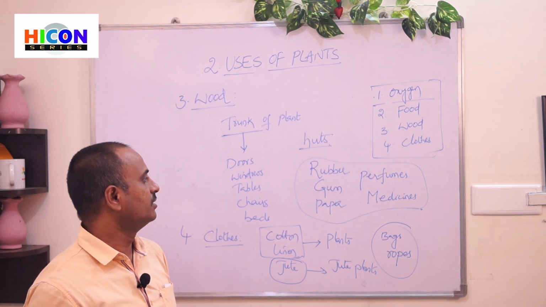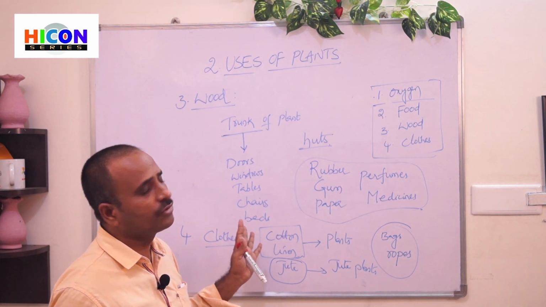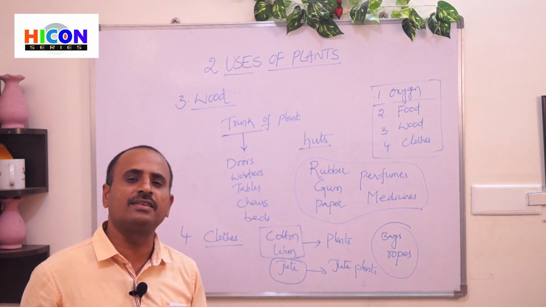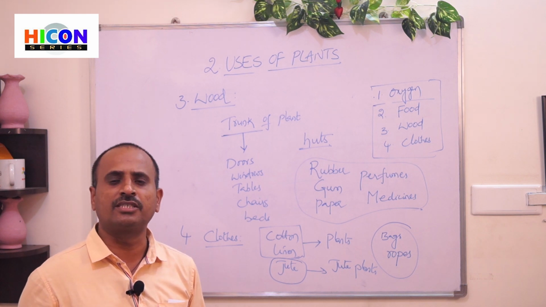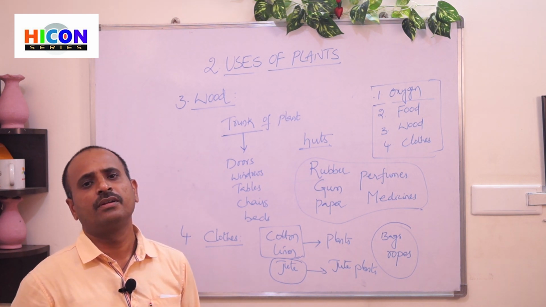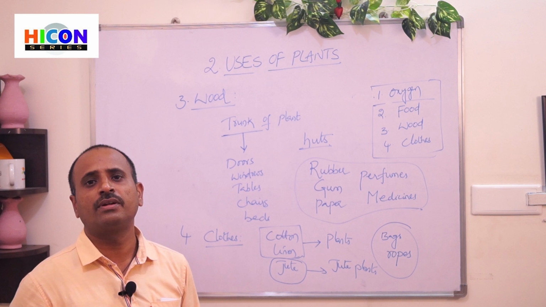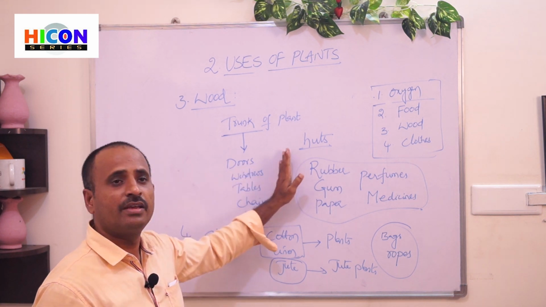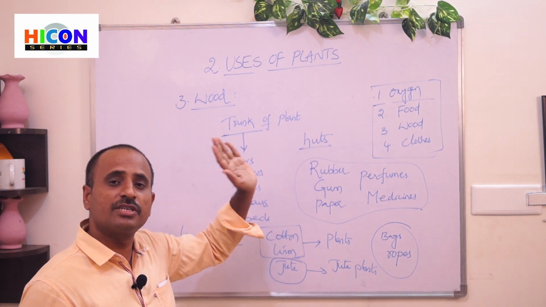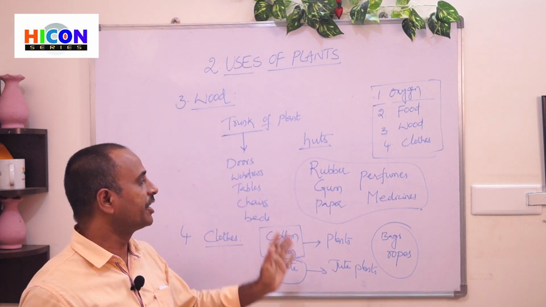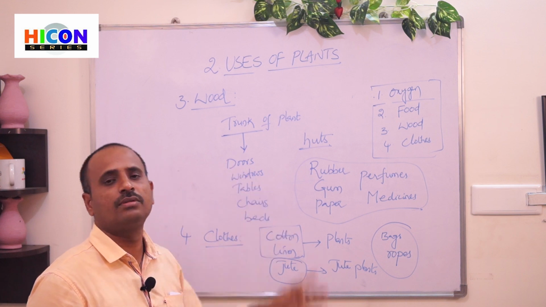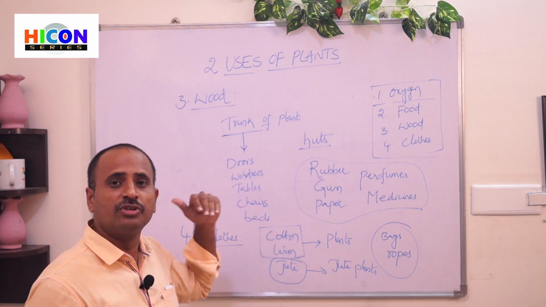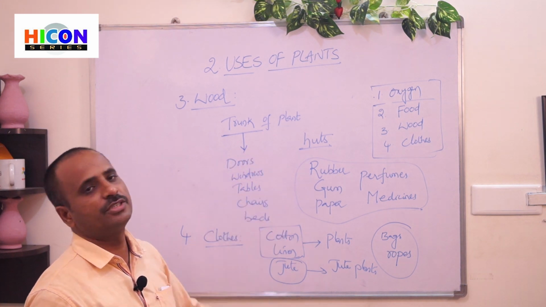So children, this is about different types of uses of different types of plants. That's why we have to grow plants everywhere. At least one plant every month in our houses. We have to keep the plants in the same way. These plants reduce noise pollution and keep the environment very cool. And atmospheric pollution is also reduced by these plants.